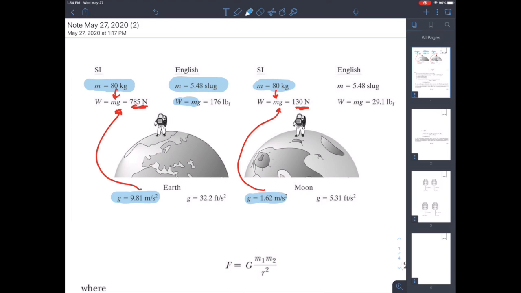And the final point to make is this can be done for both the Earth and the moon using the English units. But if you're going to use English units, the formula weight is equal to mass times gravity. That means the mass needs to be in slugs.